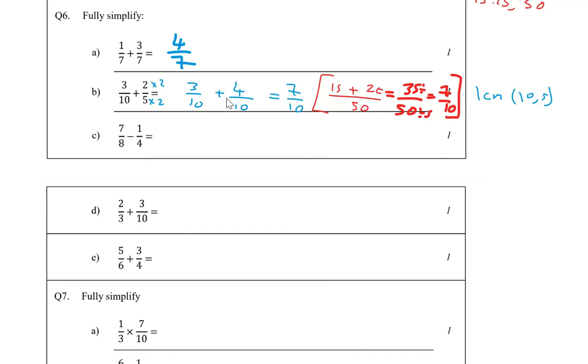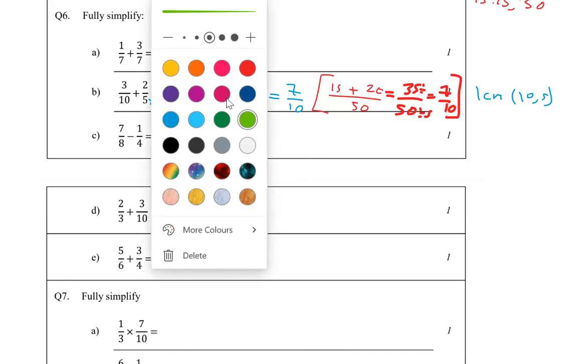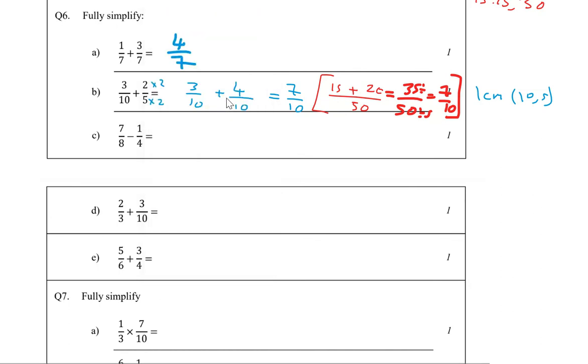I hope you can all recognise that we can multiply numerator and denominator by 2 because the lowest common multiple of 8 and 4 is 8. To get 7 over 8, subtract 2 over 8, which is 5 over 8.